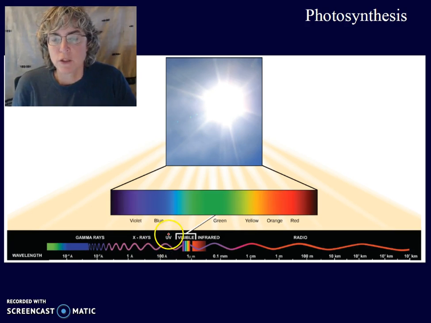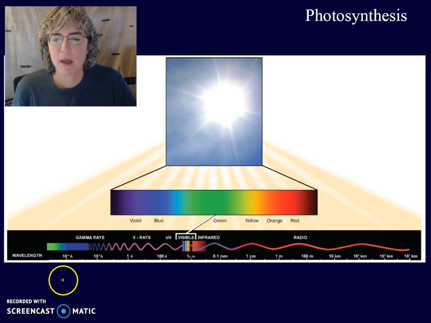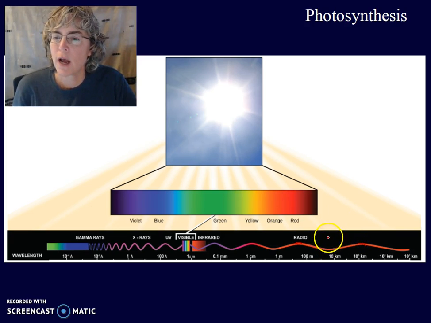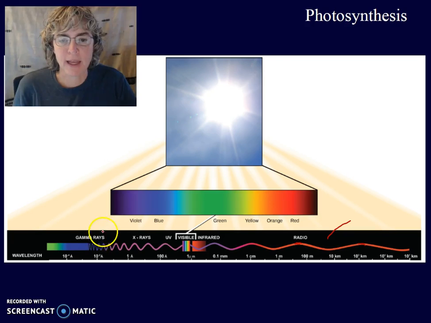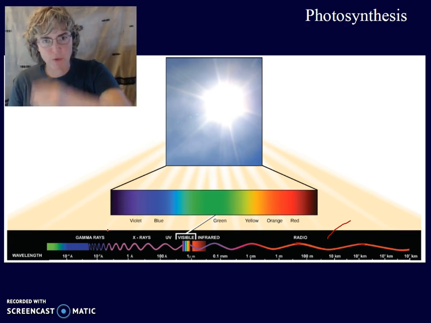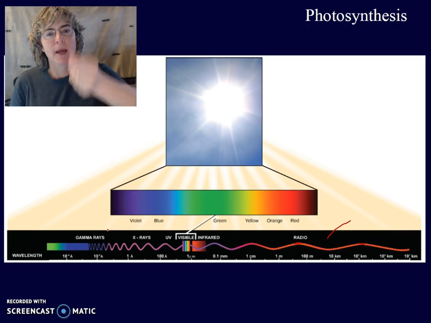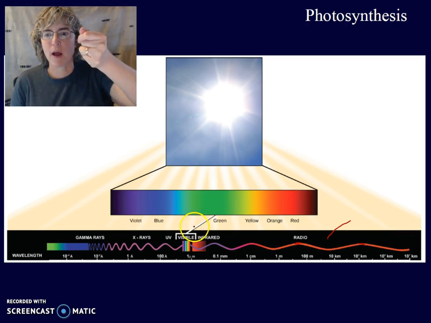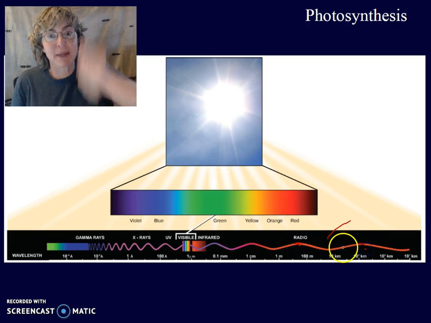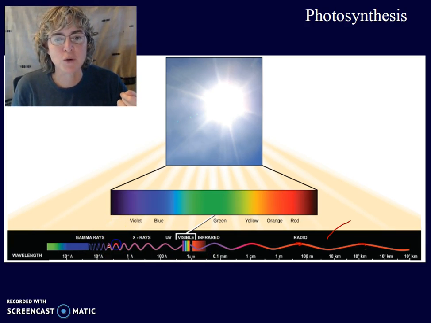Actually, let me back up one. So an analogy, if you think about it, so from crest to crest, these are low energy and then high energy on this side. If you take a rope and you try to make waves with the rope, it's pretty easy. It really doesn't take a whole lot of energy to make waves in a rope with a long wavelength. But it takes a lot of energy to make waves in a rope with a very short wavelength. So that's a good analogy.